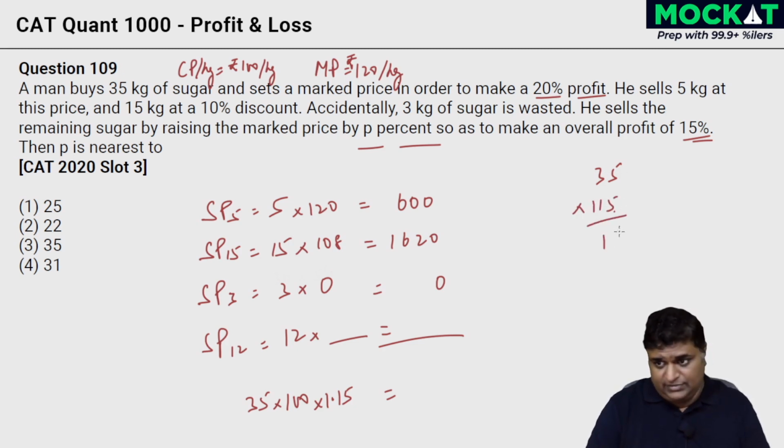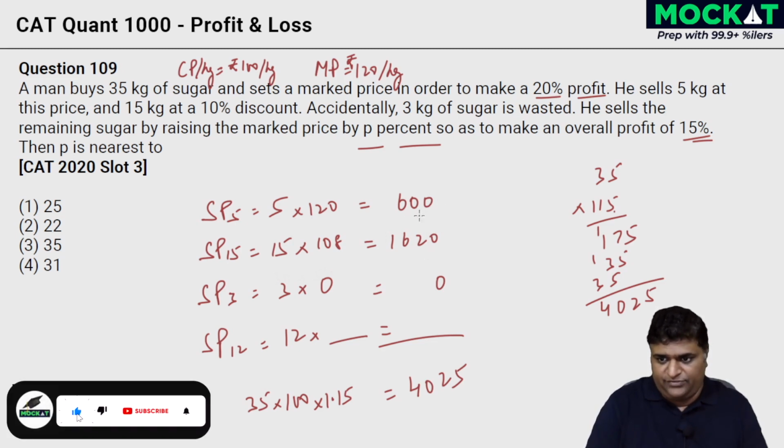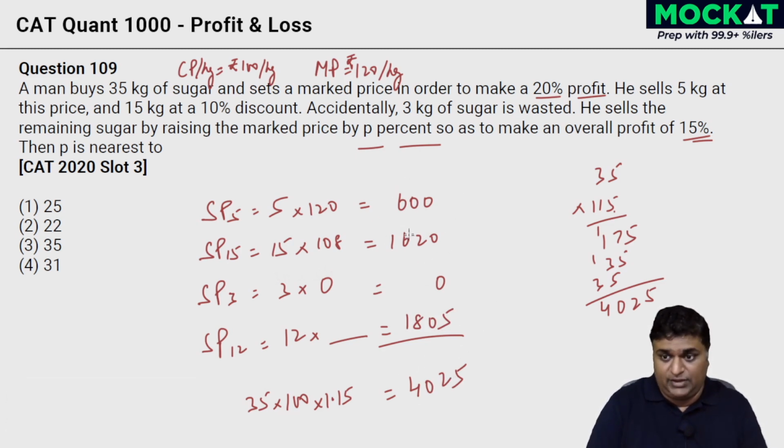5 35s are 175. Then 1 for each of them, and you just add them up, and you get a 10, right? And you get a 4 over here. So 4025 is the overall selling price. 2220 is already accounted for. The remaining is going to be 1805, right? 4025 minus 2220. 1805 is what you have to make from the last 12 kgs.